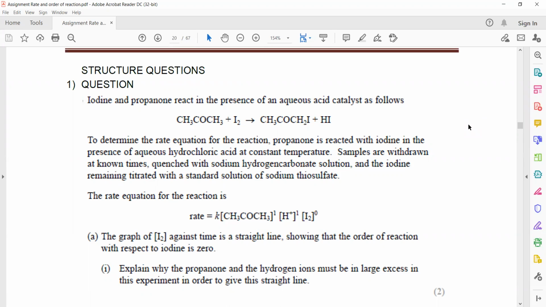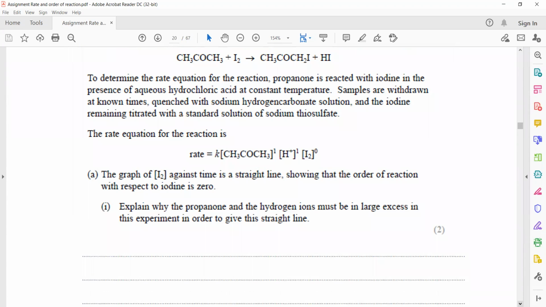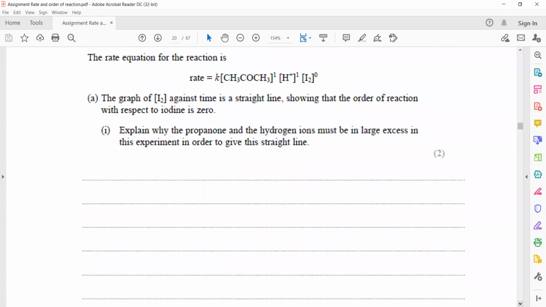And then the iodine remaining is titrated with a standard sodium thiosulfate solution. When we say standard, it means we know the concentration. The rate equation for the reaction is there. As you can see, rate is equal to k times the concentration of propanol, the concentration of hydrogen ion, and the concentration of iodine molecule. The graph of the concentration of I2 against time is a straight line, which shows that the order of the reaction with respect to iodine is 0.